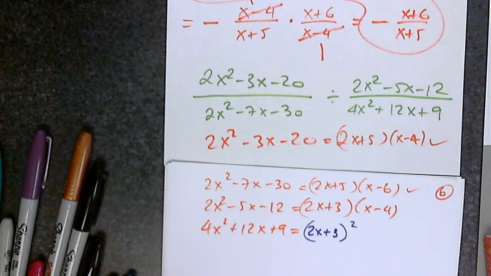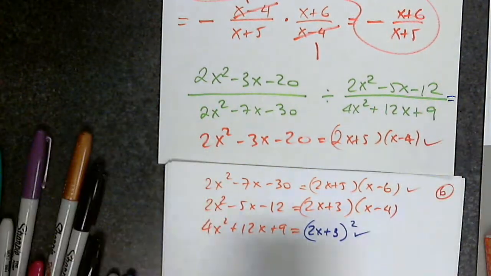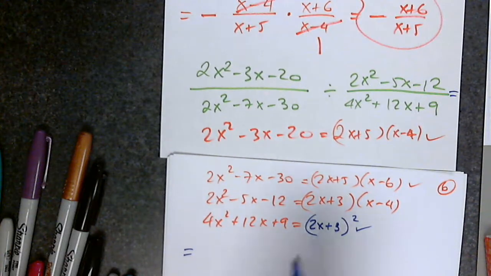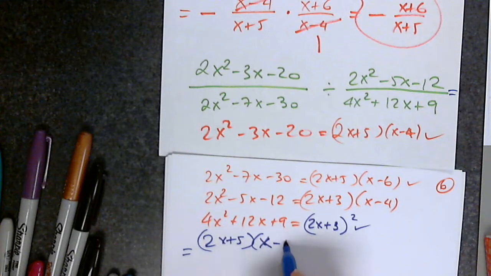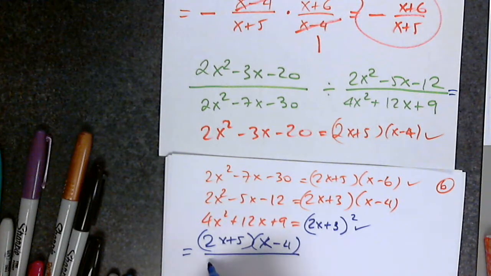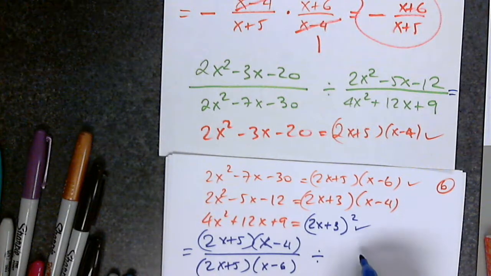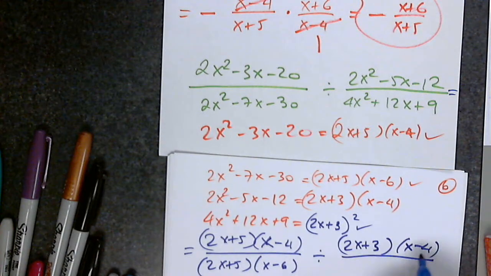But I have to check the middle term, because this has three terms. 2 times 2 is 4, times 3 is 12x. True. So we have everything factored now. Keep it in the division form still: 2x plus 5, x minus 4, over 2x plus 5, times x minus 6, divided by 2x plus 3, times x minus 4, over 2x plus 3, everything squared.